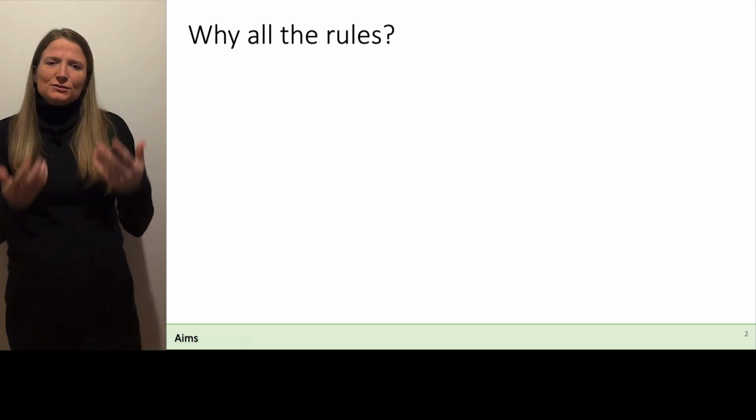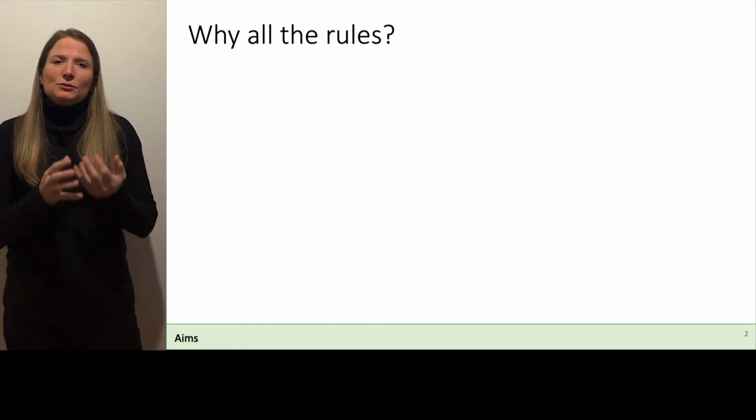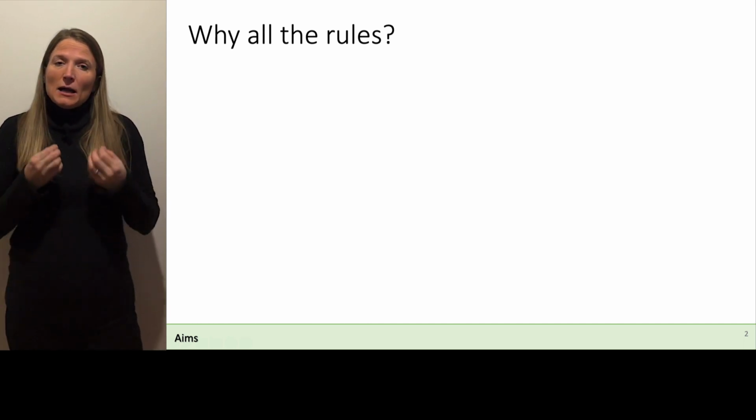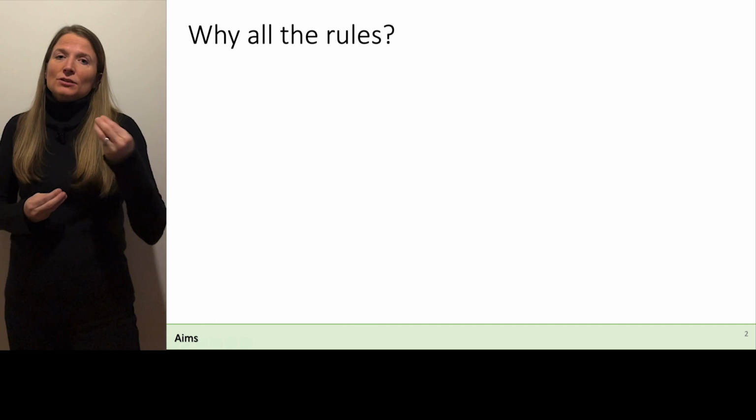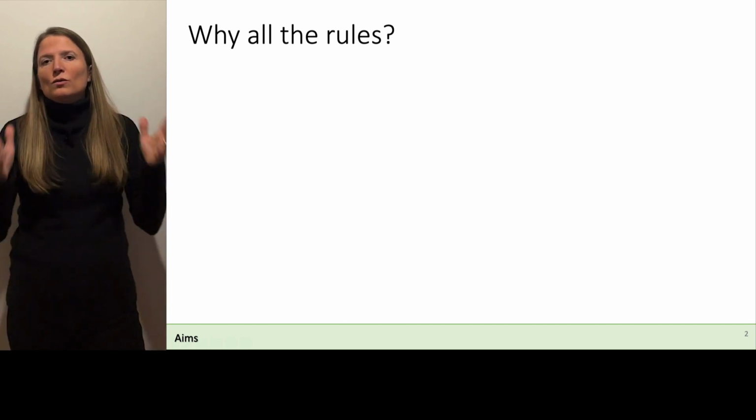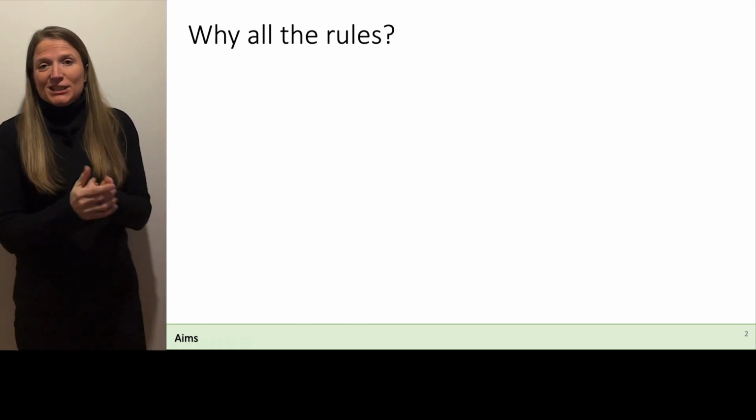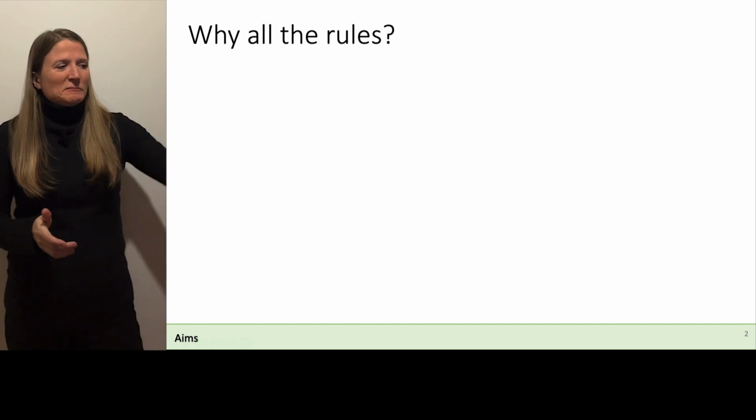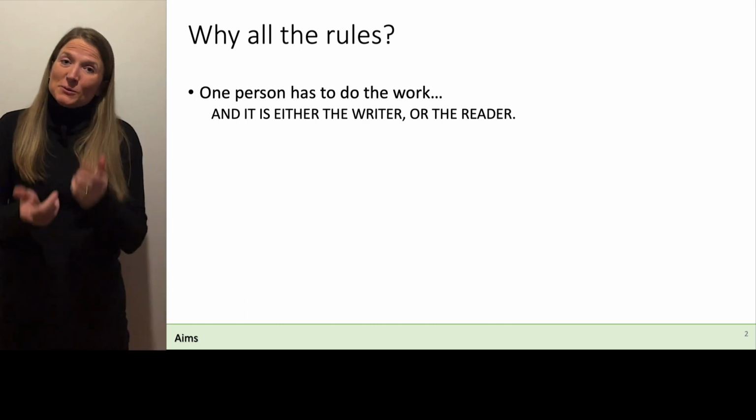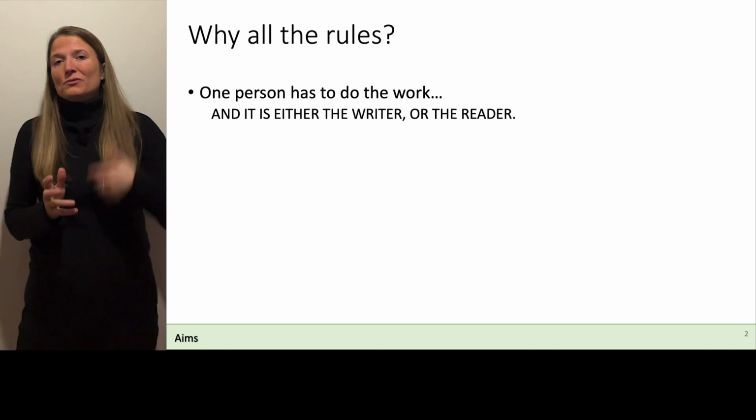And all of these rules or guidances are meant to make your written piece, your paper, your thesis, easier to read, easier to understand. You want the reader to follow. And this is a parallel with all writing procedures. There is a journalist teacher who used to say, basically, one person has to do the work, and it's either the writer or the reader. So you have to work on these things over and over again.